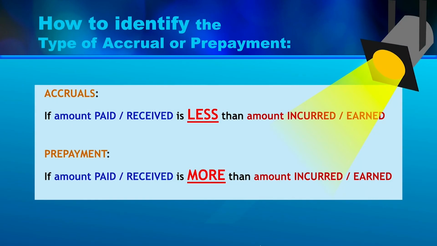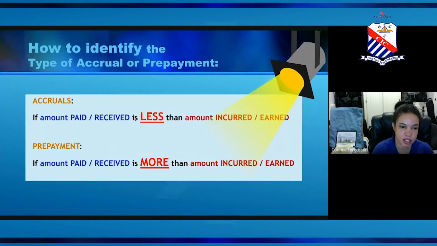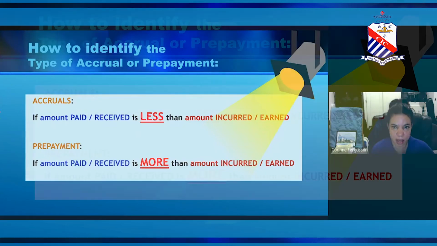And for accruals, it is less. So the amount paid or received is less than the amount incurred or earned. In other words, you are owing. And how do you end up owing? Once this is incurred or once you have earned money, you are supposed to get that money. So if you get less than that, or if you pay less than that, that means you are still owing, and that is called an accrual.